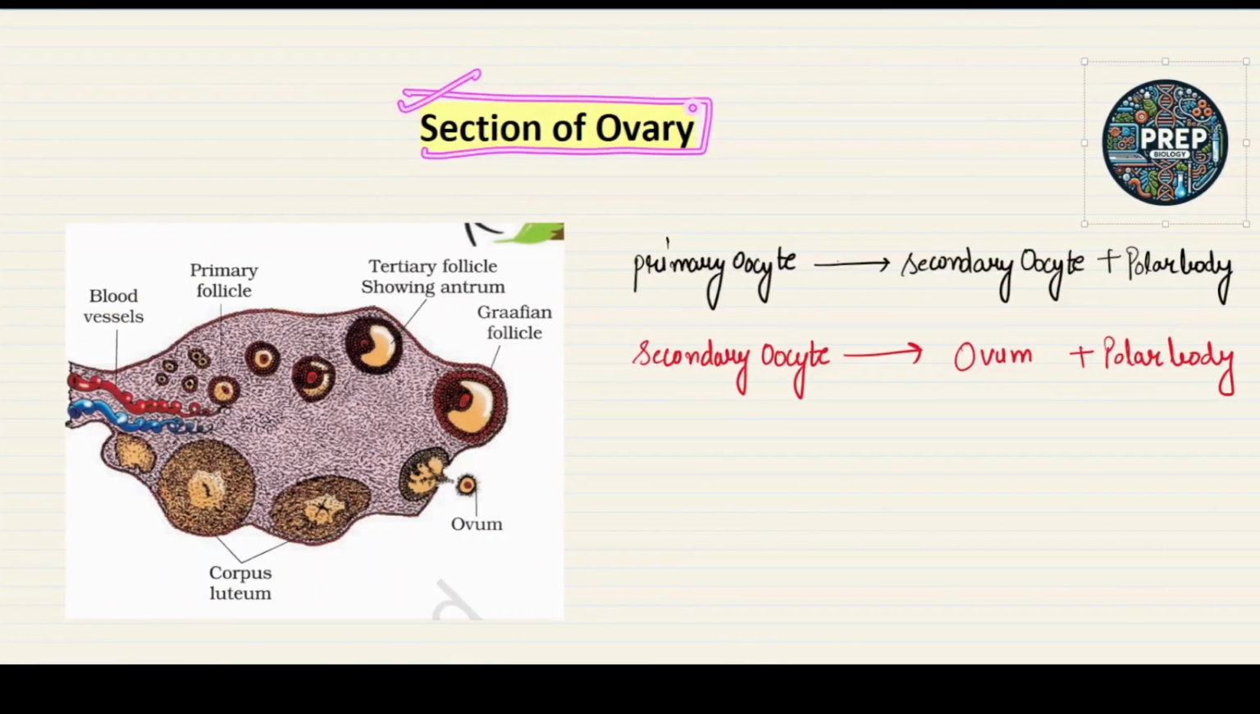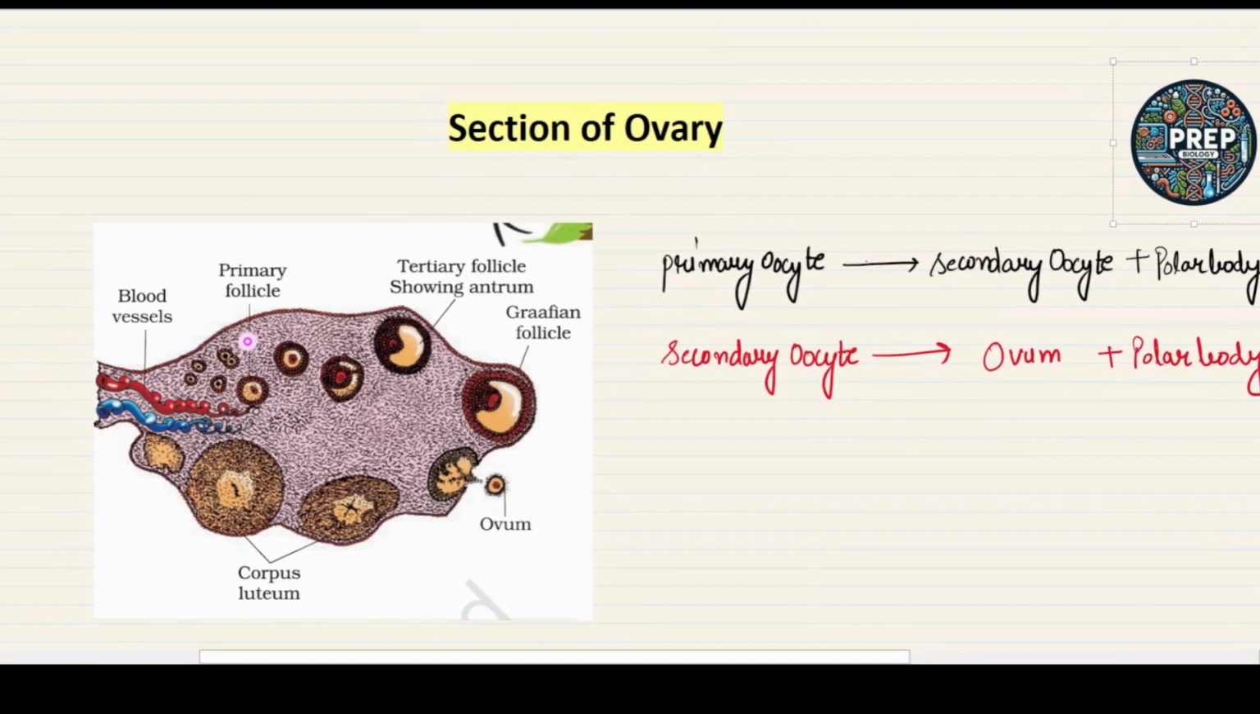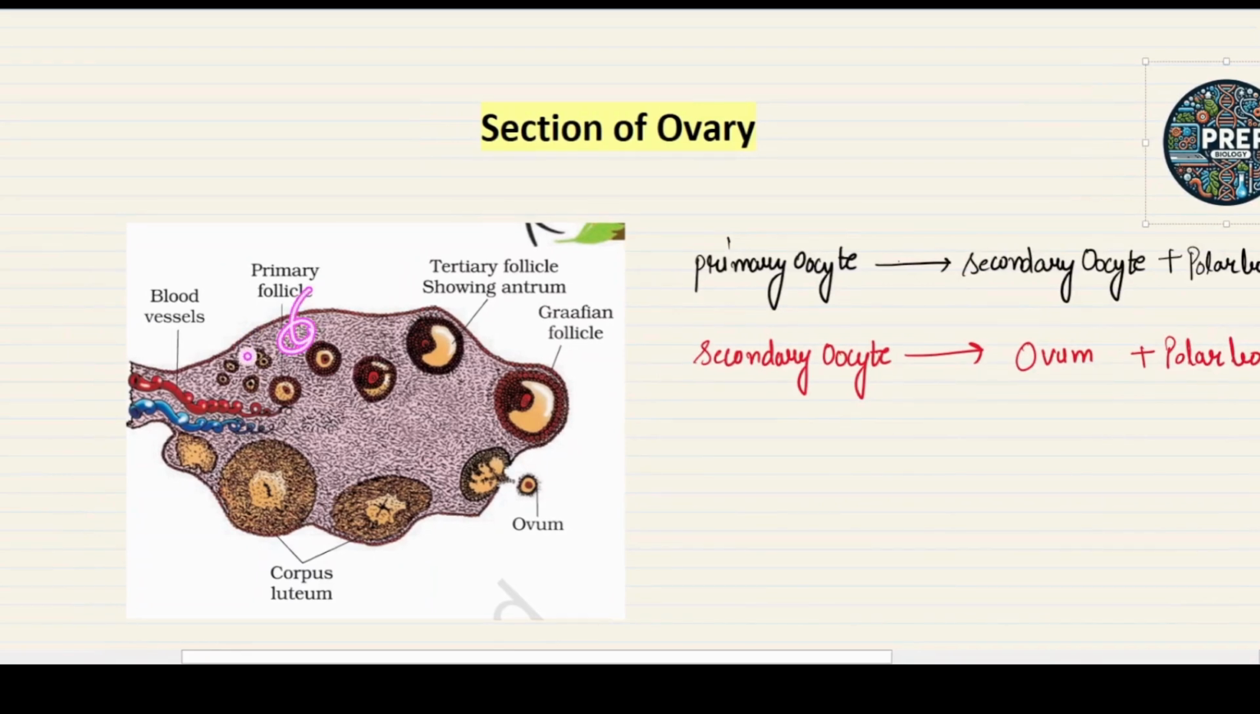Now let's talk about the structure of the ovary. So this is the sectional view of the ovary. Okay, so we know that the oogonia will convert first into the primary oocyte. So these all are the primary oocytes. The primary oocyte develops granulosa around it, that is called the primary follicle. Now the primary follicle will increase its size and convert into the secondary follicle.